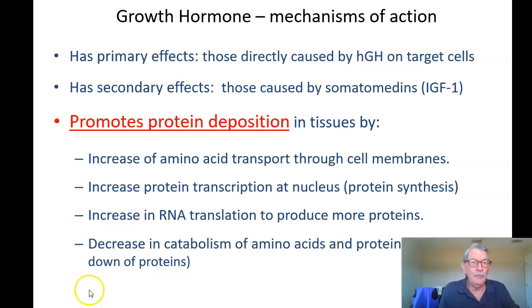Growth hormone increases protein deposits and protein synthesis. It'll break down proteins to build other things, and increases amino acid transport into the cells to make proteins, transcription of proteins. It causes you to grow stuff.